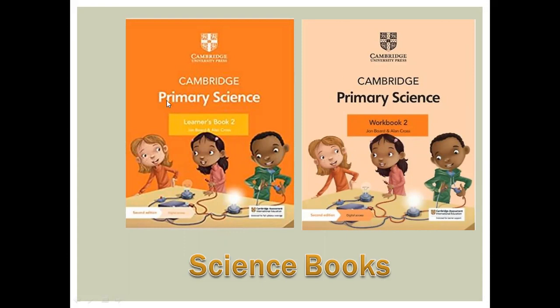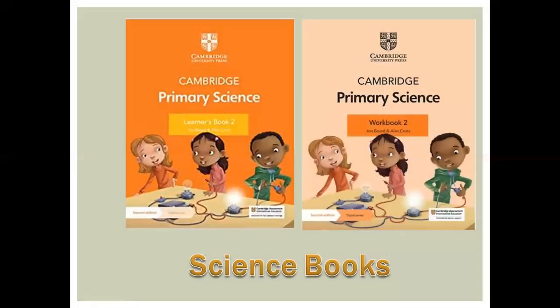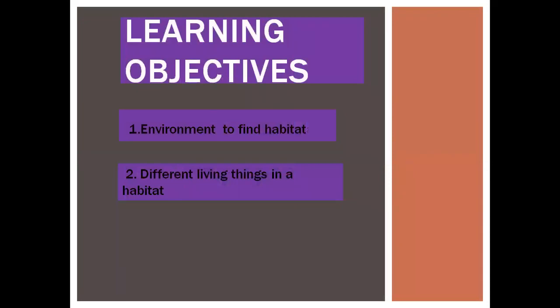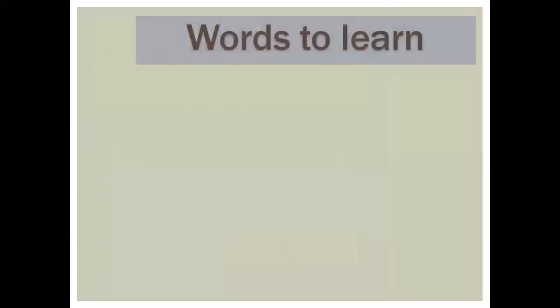Today in science, we are going to start with our learner's book. So kindly open your learner's book. First of all, we are going to start with our first lesson. The name of our unit is Environment and its Habitat. In this lesson, we are going to learn about the environment, habitats, and the different living things living in a habitat. So, lesson 1.1 Habitats, page number 2 and 3 of your learner's book.